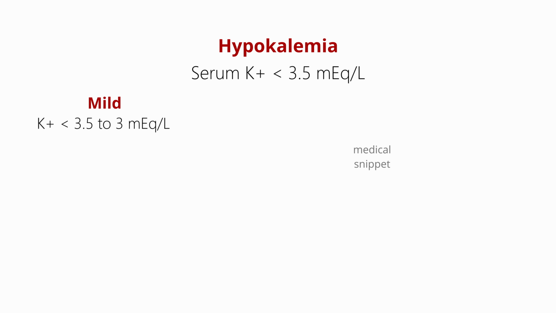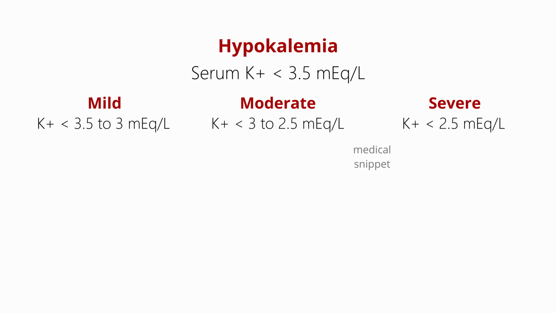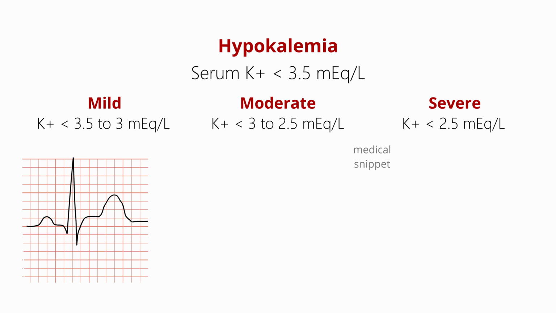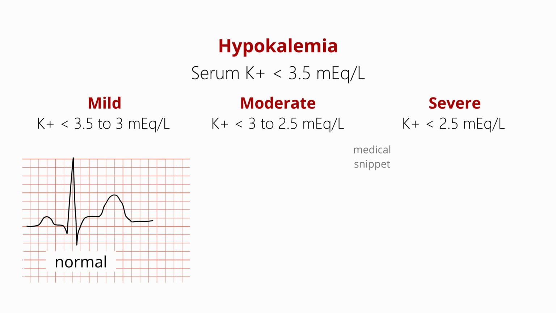Hypokalemia is defined as serum potassium less than 3.5 milliequivalents per liter. Moderate hypokalemia is defined as serum potassium less than 3 milliequivalents per liter. And severe hypokalemia is defined as serum potassium less than 2.5 milliequivalents per liter. The first ECG change in mild hypokalemia is flattening of T wave or T wave inversion.